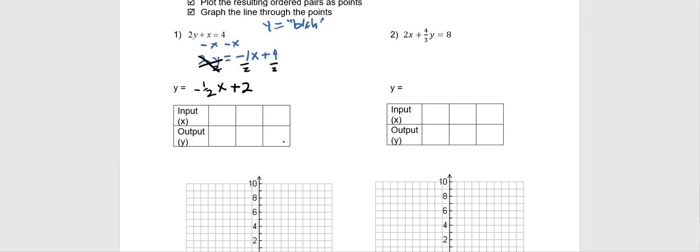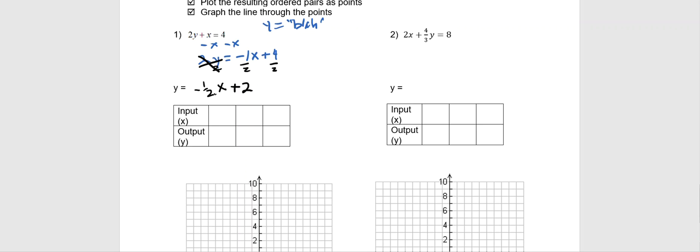Okay. So from here, we have to begin to recognize that we have the freedom to pick any ordered pairs that we want, any values of x that we want, so that we can begin to create ordered pairs.